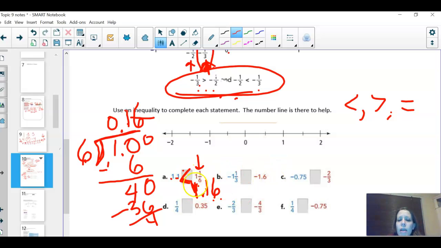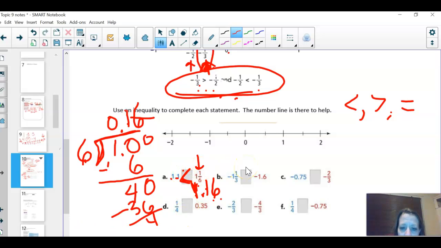So when I have a fraction, okay, I have to change it to a decimal. Cuando yo tengo una fracción, tengo que cambiar este a un decimal. Remember, you have lots of room. Hay mucho espacio donde tú puedes escribir tu trabajo. There's lots of space where you can write your work.